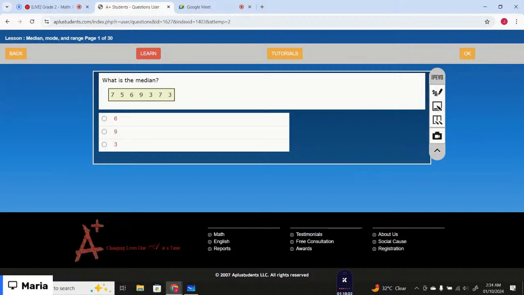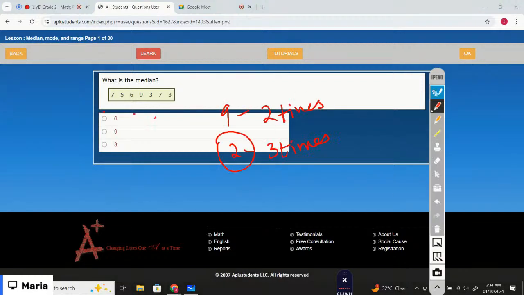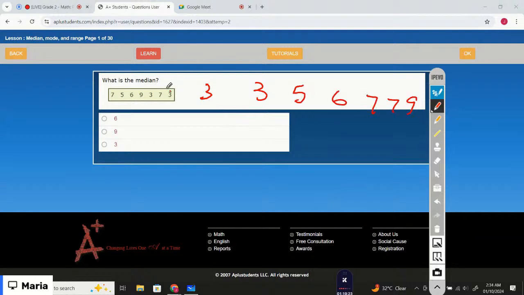What is the median? You have to now calculate the median. Let's just see how we find the median. Median is exactly the middle value. So for this, you need to arrange these numbers from least to greatest. So that is 3, 3, 5, 6, 7, 7, and 9.